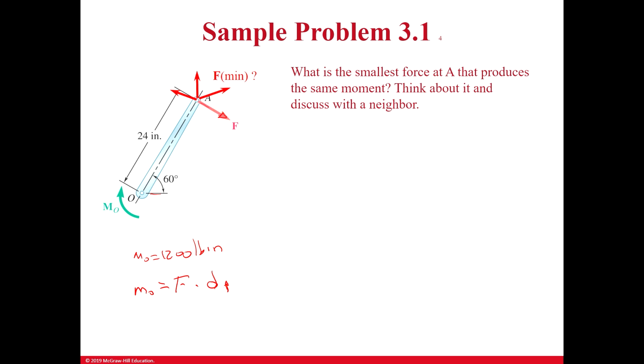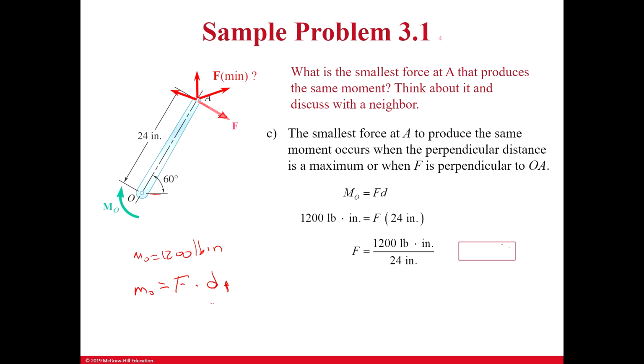So using the distance of 24, we have 1200 divided by 24, which is 50 pounds. So the minimum amount of force that you need is 50 pounds, which is half of the original one, which was 100 pounds, just by changing the direction of the force. So that's pretty interesting.